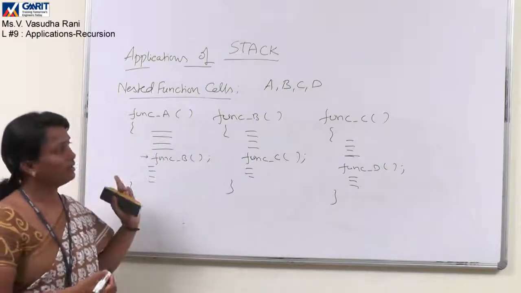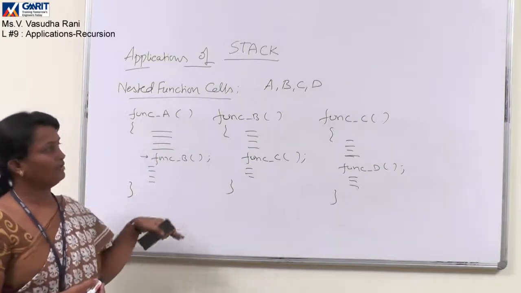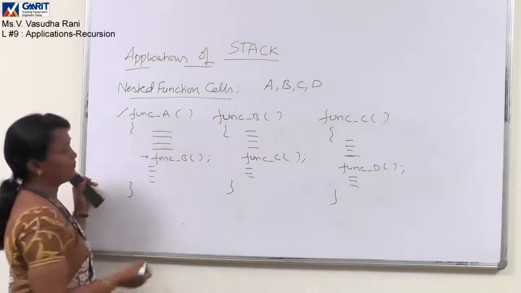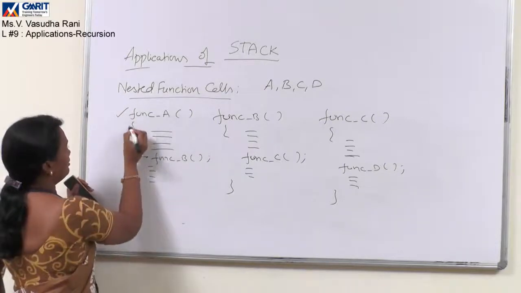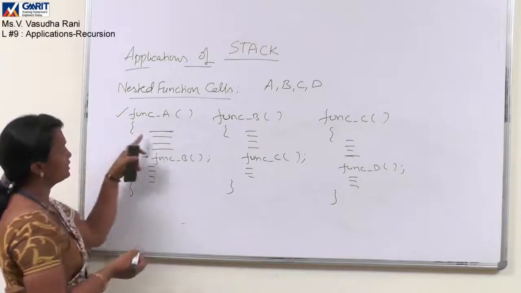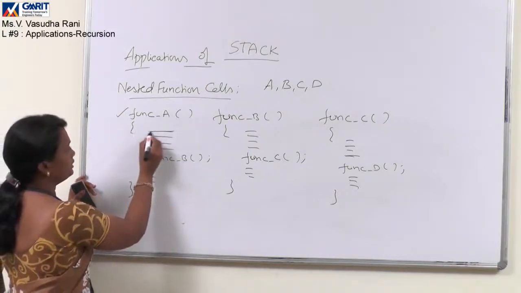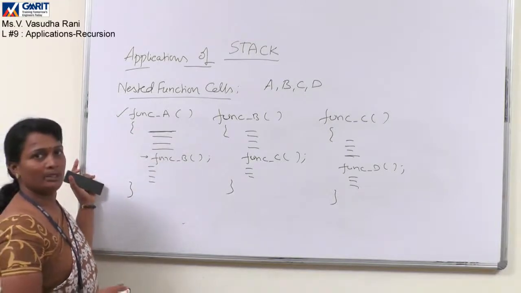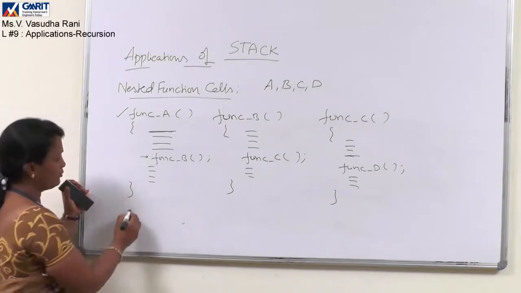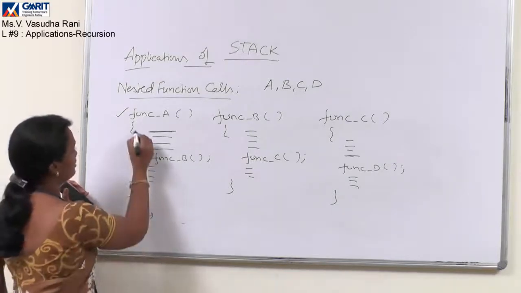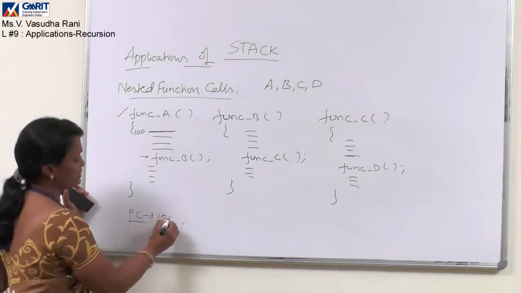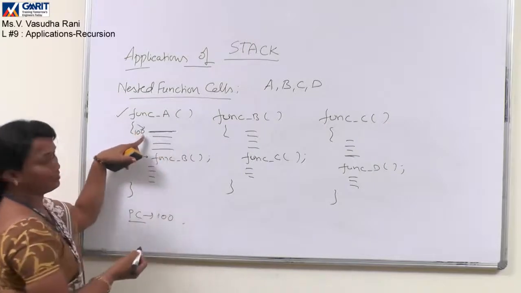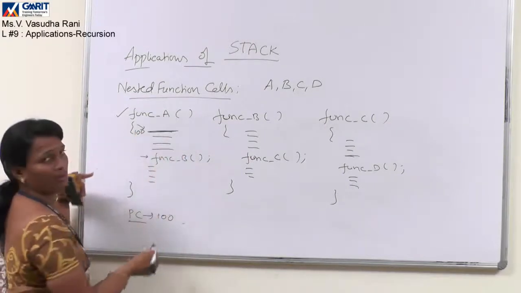If you consider a code involving 4 functions, assume that execution has started from function A, and the first instruction of function A gets executed. We know that whatever instruction has to be executed, the address of that instruction will be there in the PC, program counter. So assume that here the address is 100. So PC is having 100 address. So once PC is having 100, your control unit will refer to this particular instruction.